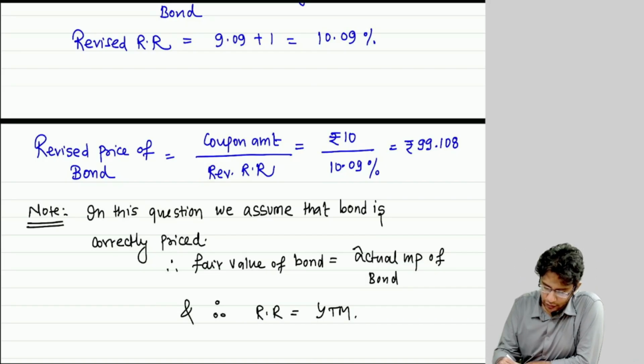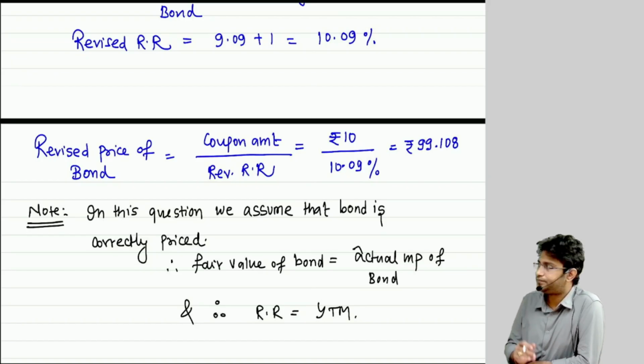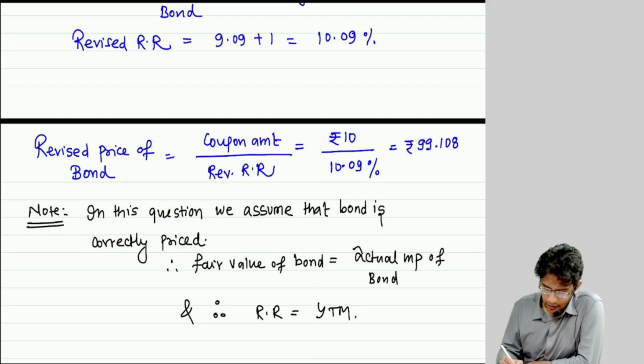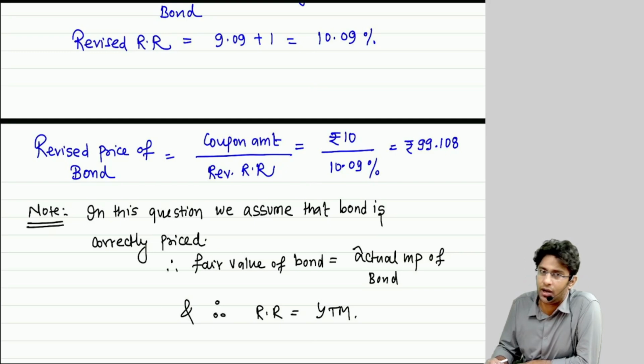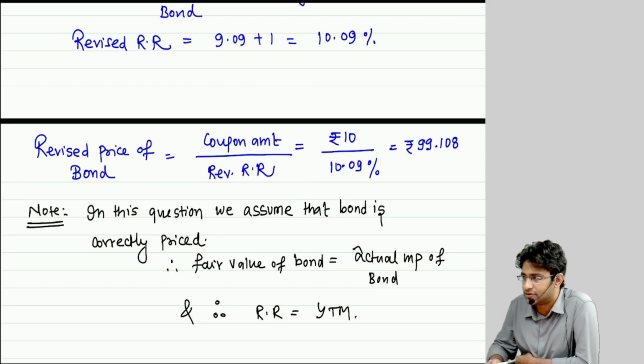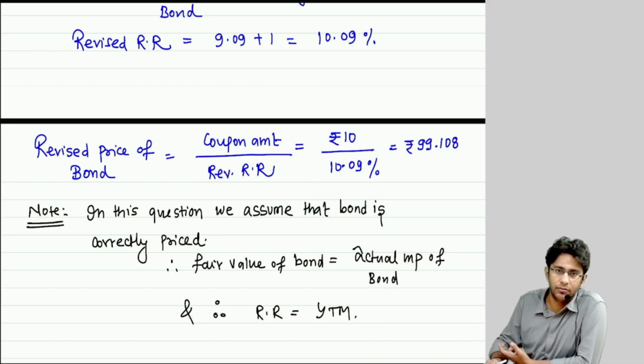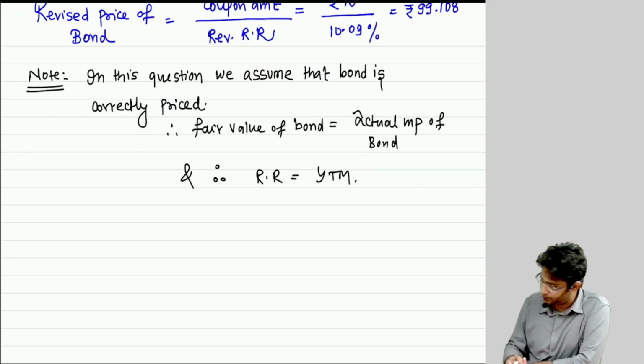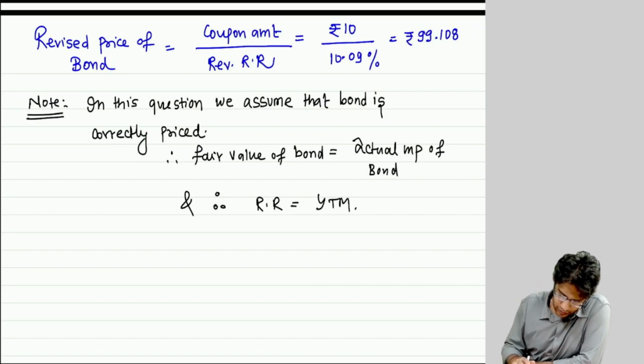Why does a note have to be given to you? Because somebody told you yesterday that if you discount cash flows with RR, the result is called the fair value of the bond. But look at the requirement of the question. They are asking to calculate the market price of the bond. How will you compute market price using required return? I can't. You have to assume only one thing. Assume that the bond is perfectly priced. When the bond is perfectly priced, fair value, actual price, RR, YTM, they are all the same. Hence it works. Let's take one small concept now.